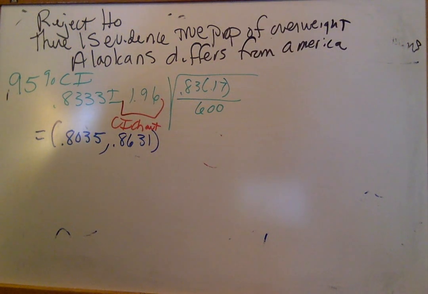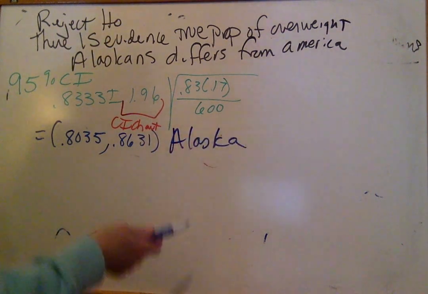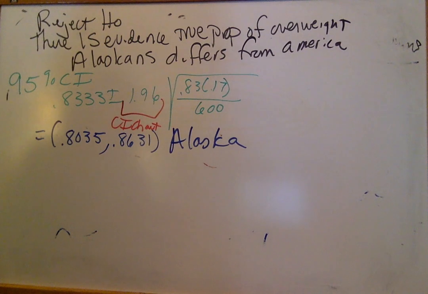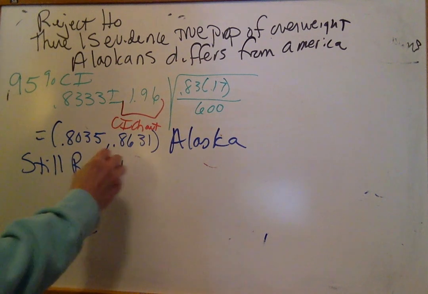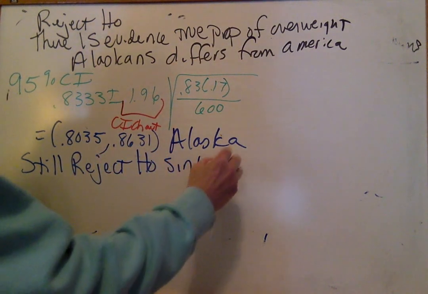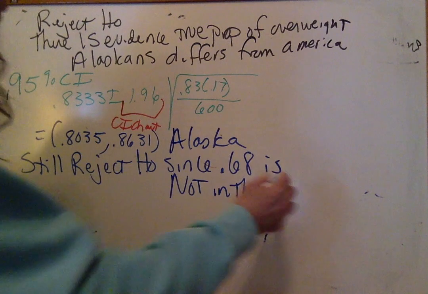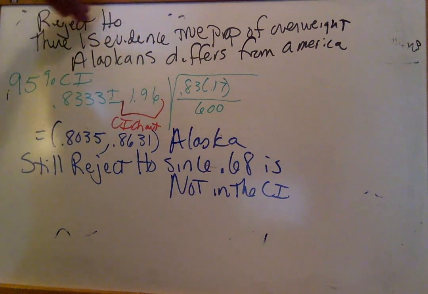And then I prompt you in a way to use that confidence interval to answer the original hypothesis test question. Remember, this confidence interval is for Alaska. And the question was, is Alaska different from 0.68? Is this different from 0.68? One way of saying it, we're getting the same conclusion. We're still rejecting. We're still saying there's evidence of a difference since 0.68 is not in the CI.